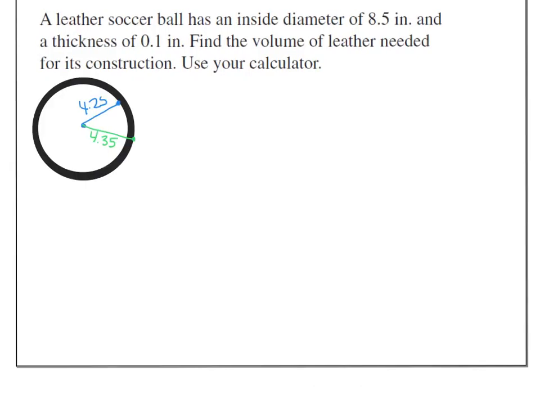So this is my setup, right? I have the bigger outside part in black, and I know that that's 0.1 inches thick. So I know that the inside diameter is 8.5. That tells me that my radius has to be 4.25 if I cut that in half. So from the center out here, this is 4.25. And since this piece here is 0.1 inches thick, this thing has to be 0.1 bigger than 4.25.